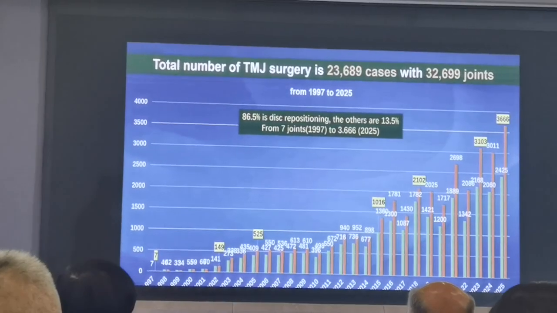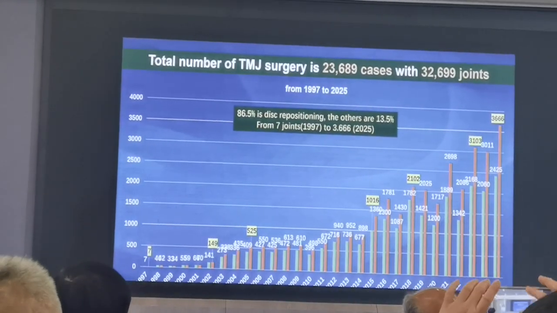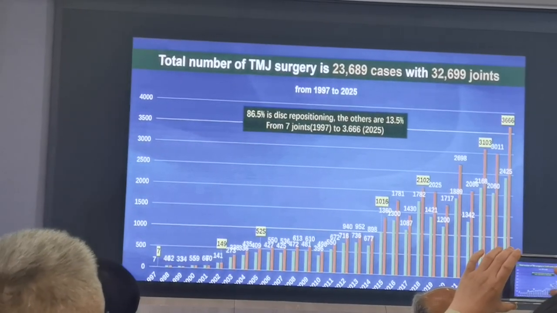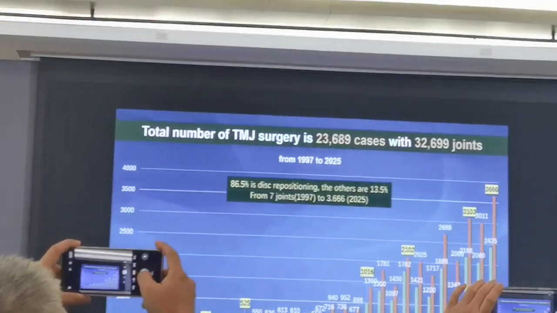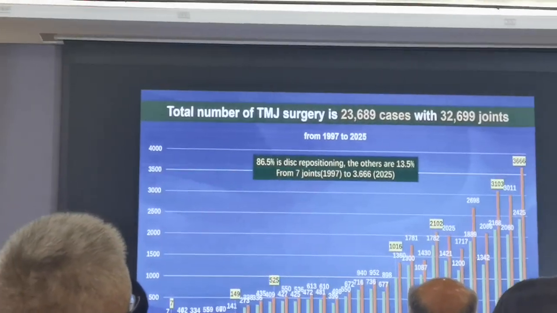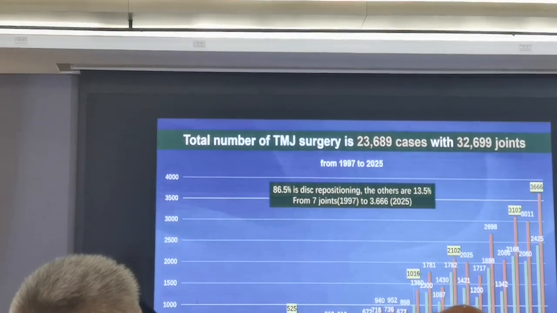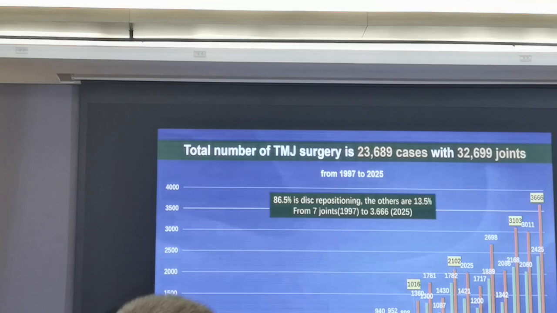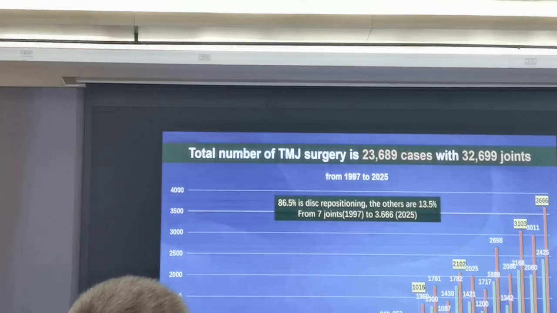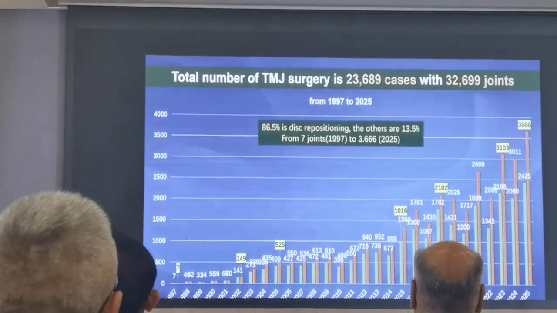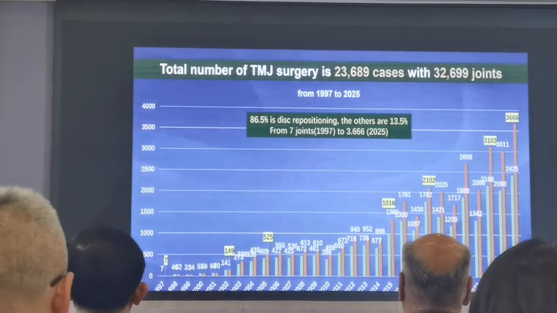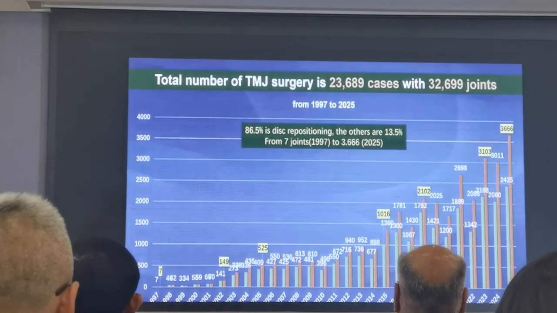There were 23,000 cases with 32 joints to do surgery from 1997 to last year. 86.5% is a physical revision. The other, many different kinds of surgery.